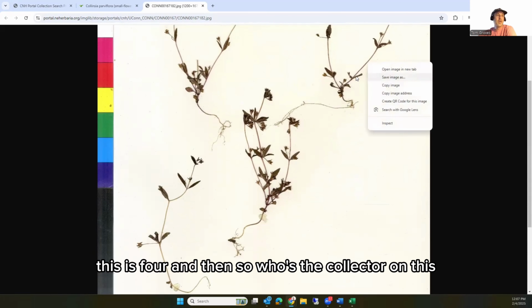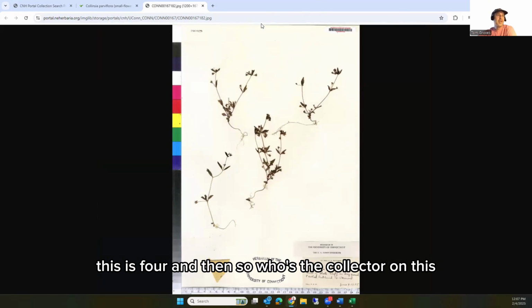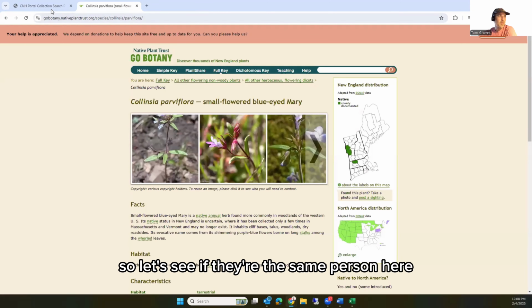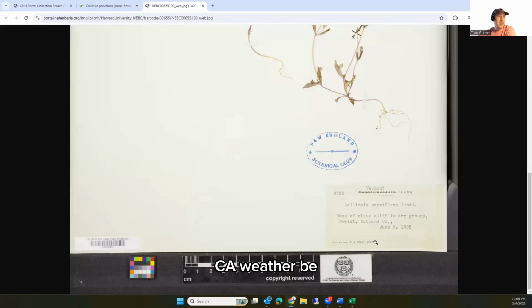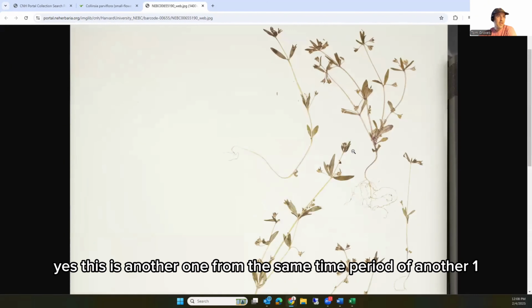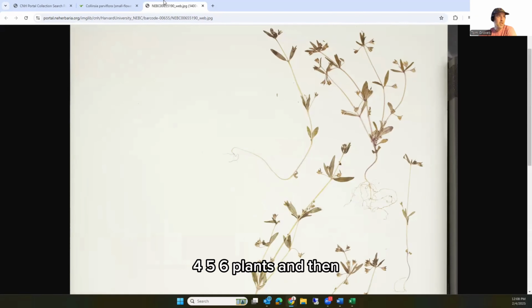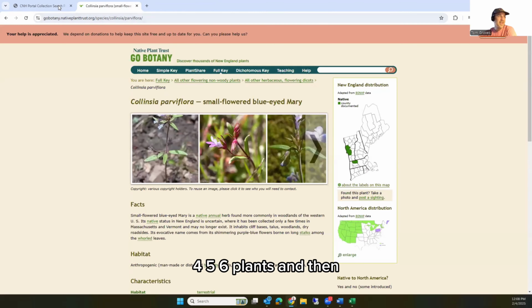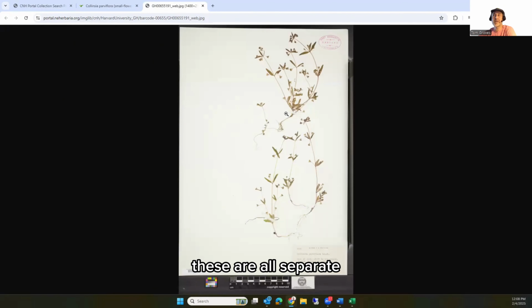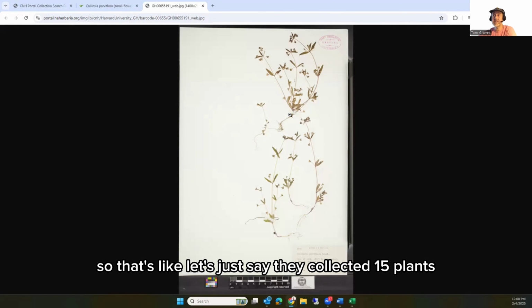This is four. And then, who's the collector on this? It was C.A.W. Call or Weatherby. Let's see if they're the same person here. C.A. Weatherby. Yeah, so this is another one from the same time period, another one, two, three, four, five, six plants. And then here's another four plants. So these are all separate. Let's just say they collected 15 plants.